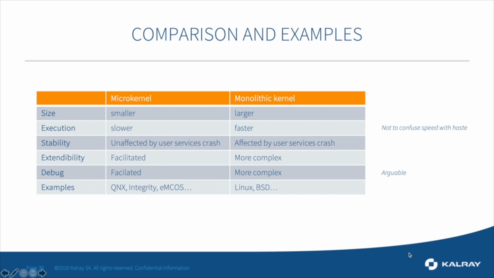I think it's arguable. It really depends on the RTOS or the OS you are working with. So I report that, but I do say this is arguable. And some examples: microkernel examples of commercial OS are QNX from QNX, Integrity, and EMCOS from ESOL, and obviously as monolithic kernel you have Linux, BSD, and others.